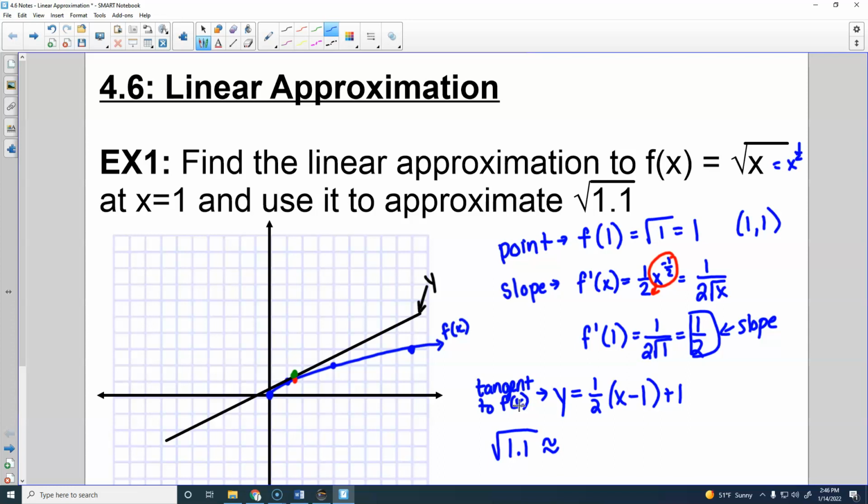That's the slope. That's our slope. Okay. And what's the 1? The point. So f of 1 equals 1, so our point is 1, 1. Because we're using that point slope form, which is y equals m times x minus x1 plus y1.